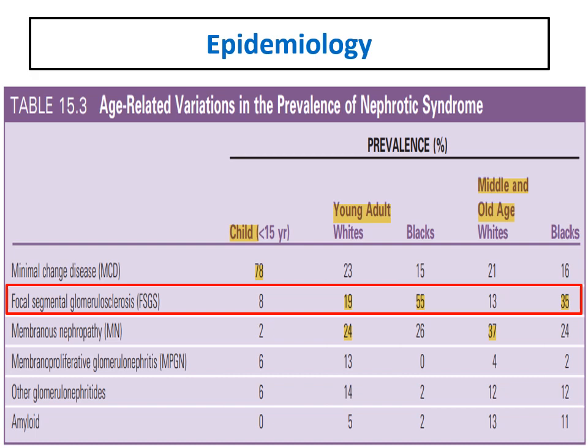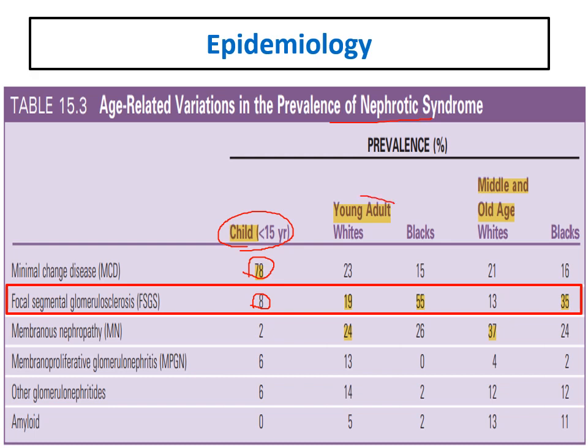In children, as we described, this is focal segmental. In children as a whole, this is the prevalence of nephrotic syndrome according to age variation. In children, the most common cause is minimal change, but the second most common cause is FSGS, after minimal change. It represents a small percentage, but it is the second most common cause.